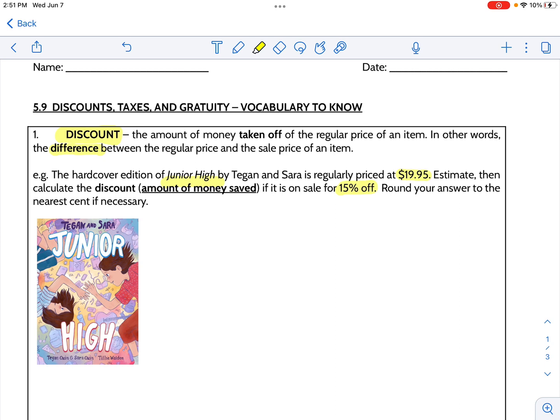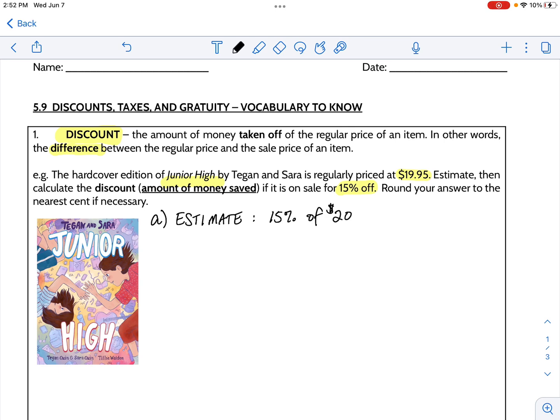Okay, it says to estimate, so we're going to do that first. Please make sure that you do this also when you do your assignment, but it's always good practice to estimate so that you understand generally if your answer is accurate or not. What I'm going to do is take 15% of $20. I'm going to round $19.95 up to 20. So how am I going to do this?